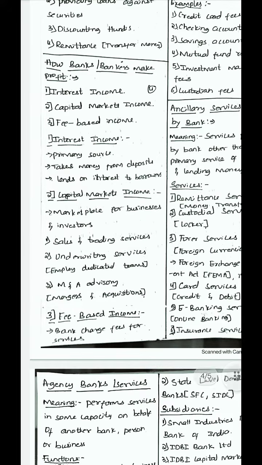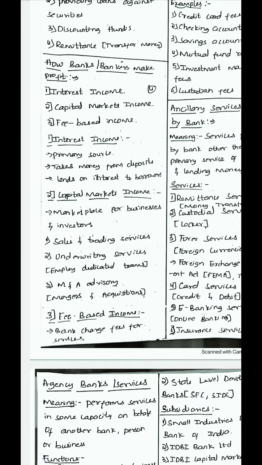The next concept is how banks or bankers make a profit. What are the ways by which a bank or bankers make profit? It has been asked for 10 marks. The first source is interest income, second source is capital market income, and the third source is fee-based income. Interest income is the primary source of profit for a bank. The bank receives money from depositors and this deposited money it gives to someone who needs a loan on interest. This is how they make profit. They give loans and charge interest.